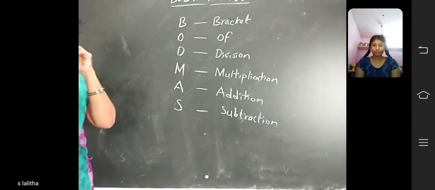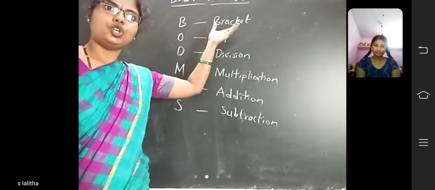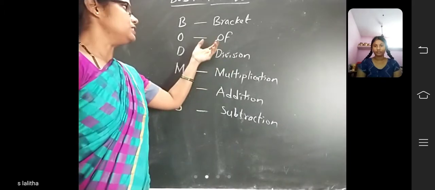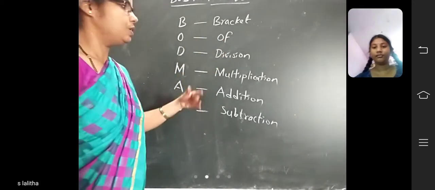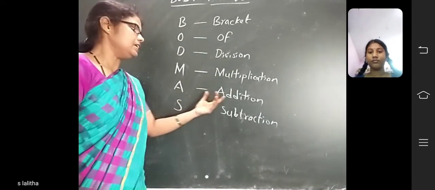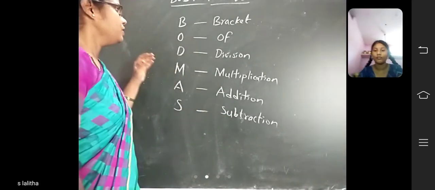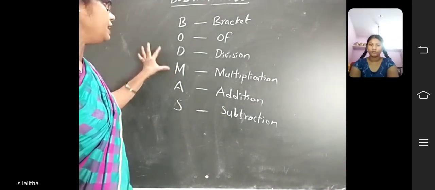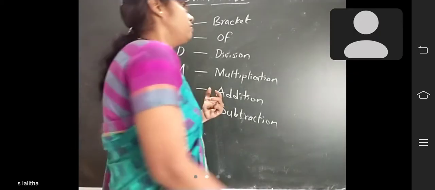So, BODMAS rule. First we have to use the bracket. First you should remove the brackets. Next of, next division. Of means nothing but multiplication. Next one is division. M is multiplication. A is addition. S is subtraction. You may have one doubt: O and M are both multiplication only. Which one should you do first? That you have to do.